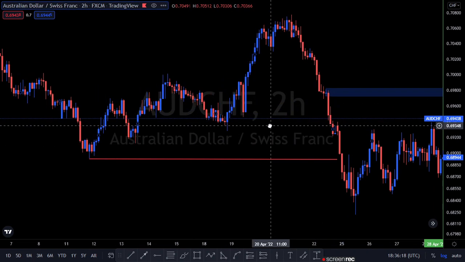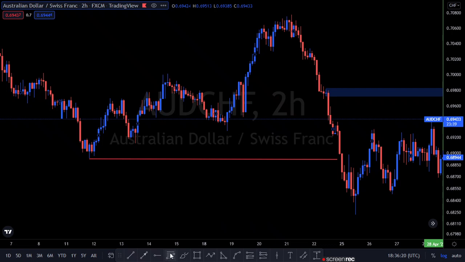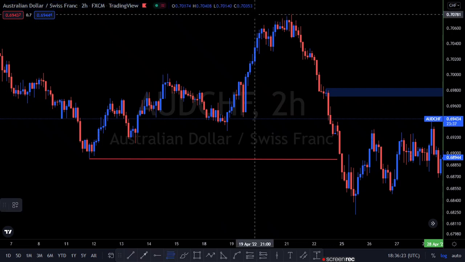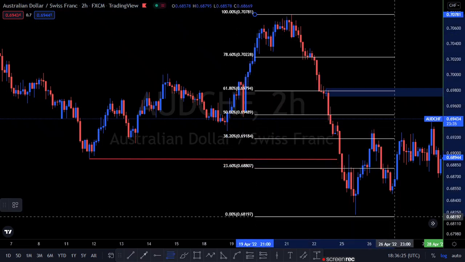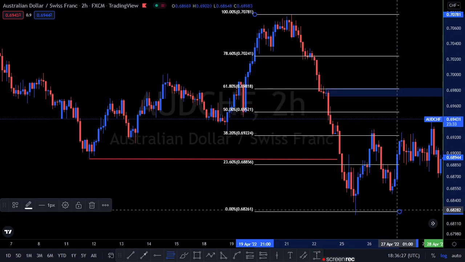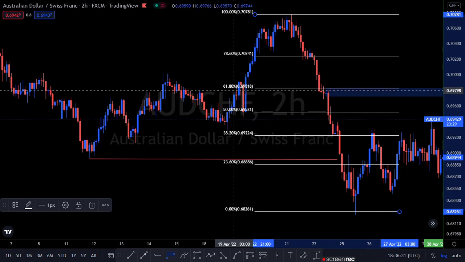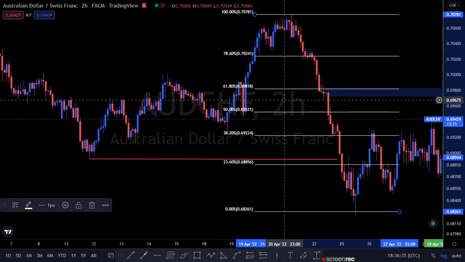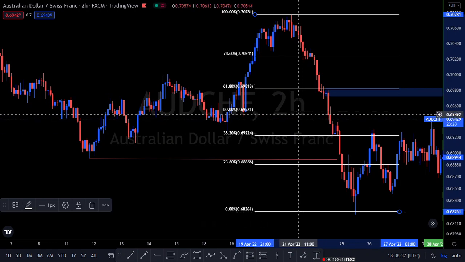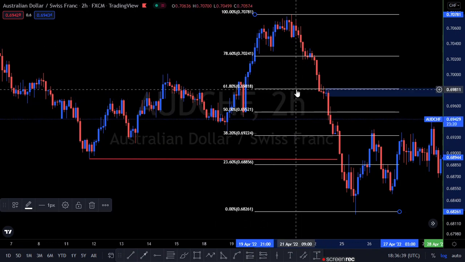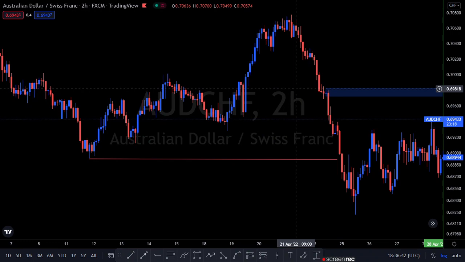Okay, now the second valid thing is it should be in premium. So let's plot the Fibonacci from up to down. It should be in premium, and this is in premium because it is just sitting on the 61.80 Fibonacci, which is in premium. I've told you below 50 is called discount, above 50 is called premium. Good. So this is a valid order block.